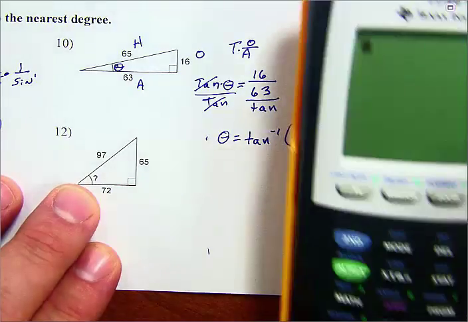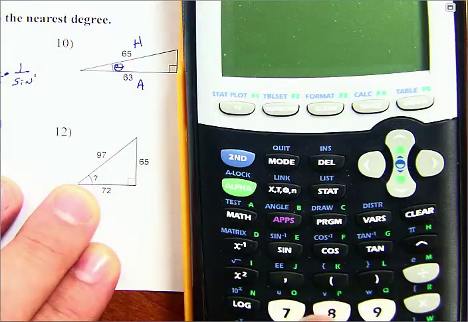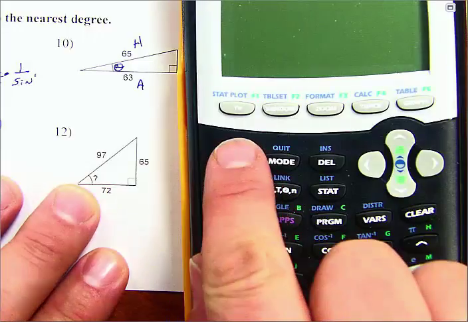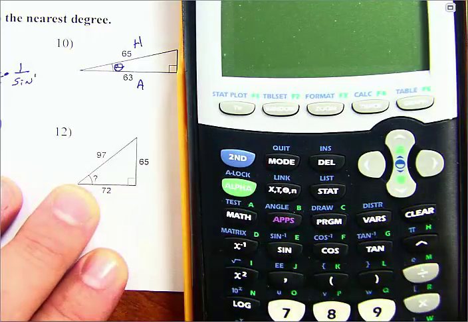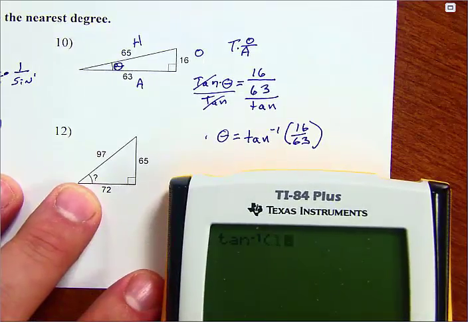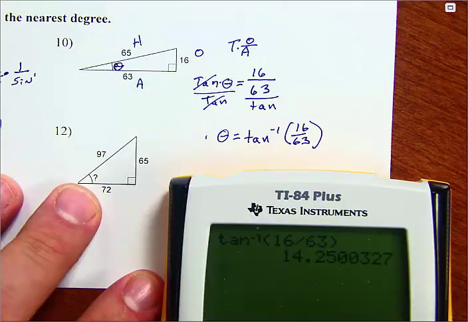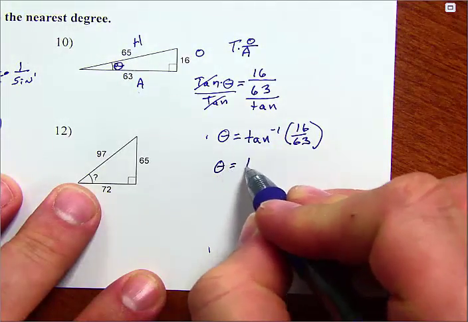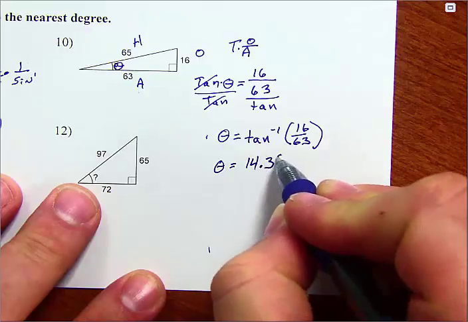So again, with my inverse, you have to hit that second button, because you'll notice it's right up above. Other calculators have shift, but you'll find your way. So second tangent, you notice I have my tangent to the -1, or tangent inverse. 16 divided by 63, close your parentheses, equals. Rounding to the nearest tenth, 5 or bigger, so that 2 is going to become a 3. So theta will be 14.3 degrees, since it's an angle measure.